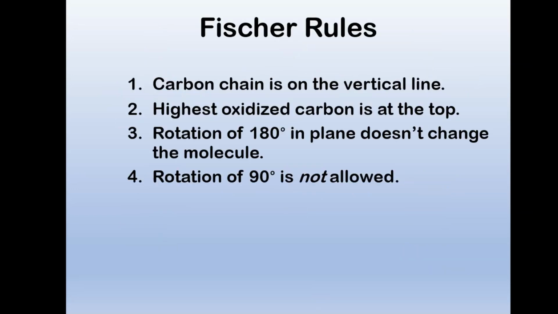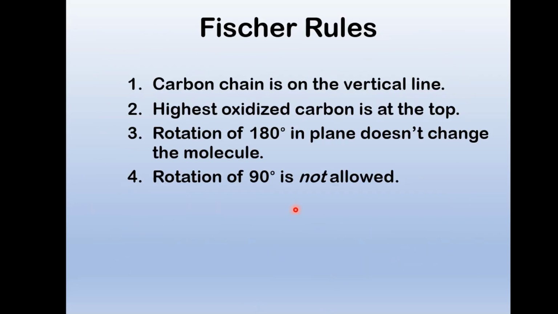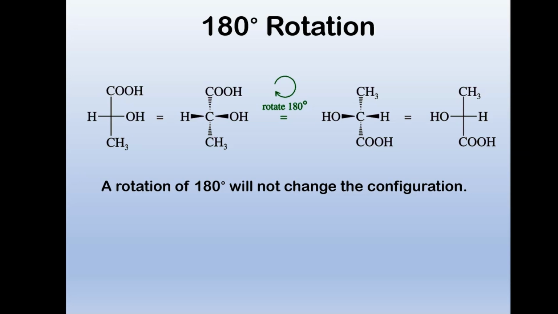One thing we might do with a Fischer projection is rotate it. On the chain, the most oxidized carbon is typically up top. So I want to teach some OChem here. An aldehyde is more oxidized than an alcohol. You can convert an alcohol to an aldehyde with an oxidizing agent. And we can rotate the Fischer projection 180 degrees if we want to for some reason, but we cannot rotate it in a 90-degree fashion.